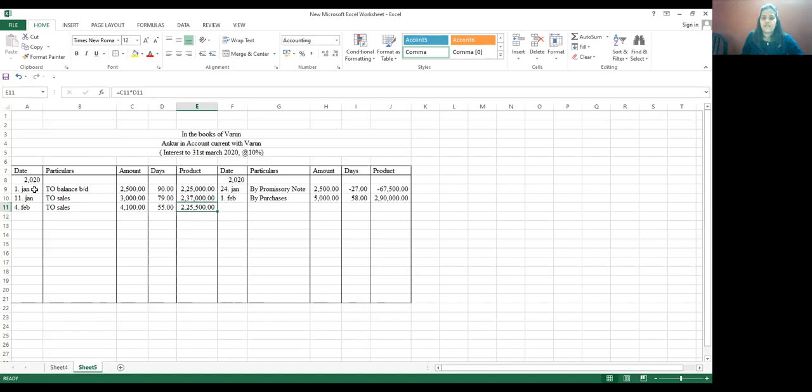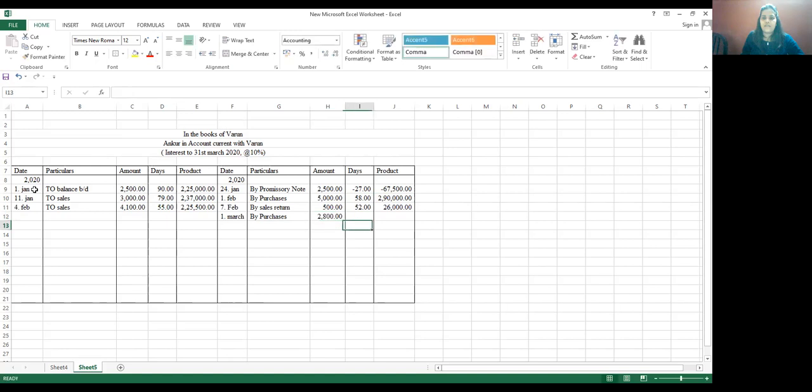Okay, next you have 7th Feb, Ankur returned goods to Varun. So Ankur is returning, so therefore it is sales return. So what date? 7th Feb. So sales return is 500. 7th Feb, so 52 days. Okay, then next you have 1st March. Ankur sold goods to Varun. So Ankur is selling. So for us it is purchases. So you made a purchase of 2,800. So 30 days.